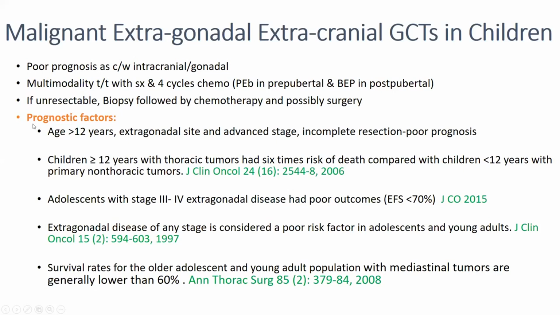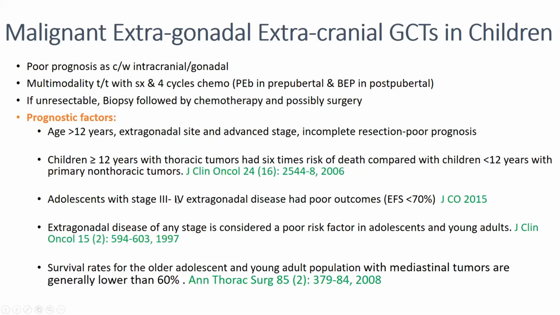Prognostic factors we already know. Age more than 12 years, extragonadal site, advanced stage, or incomplete resection indicate poor prognosis. Many studies have shown that if the child is more than 12 years and the tumor location is thoracic, then these tumors have 6 times increased risk of death as compared to smaller children with non-thoracic tumors.